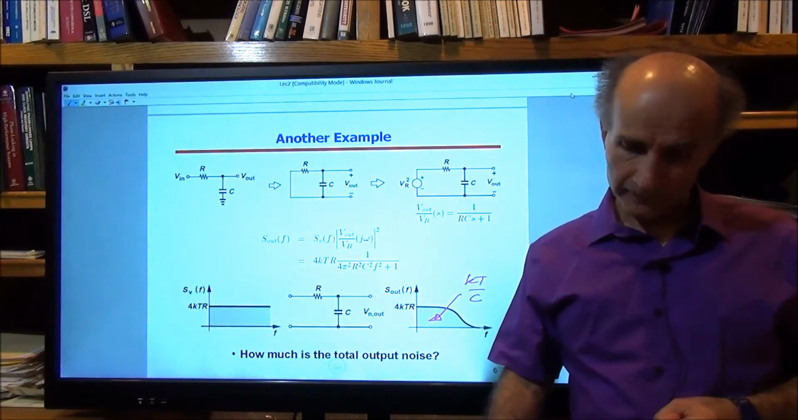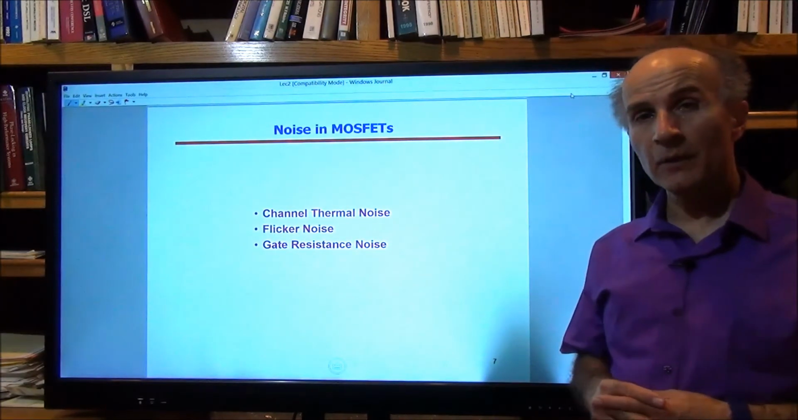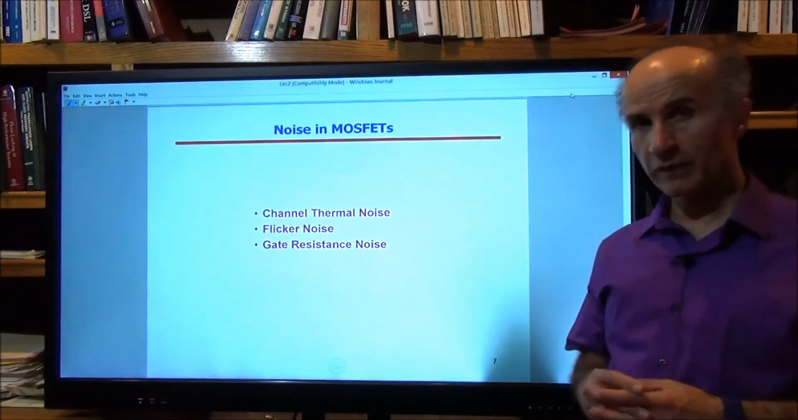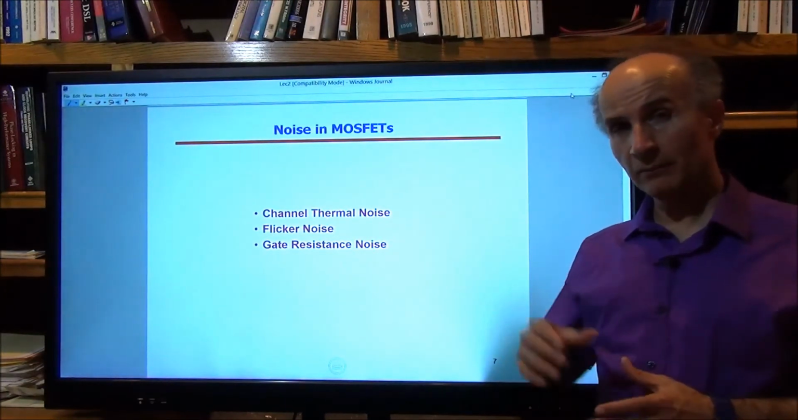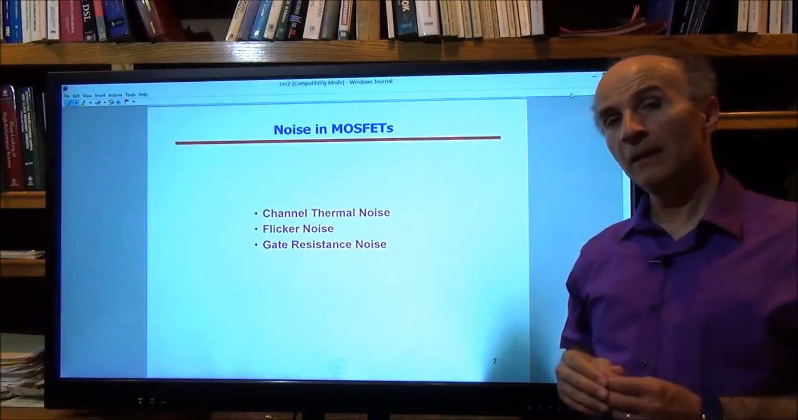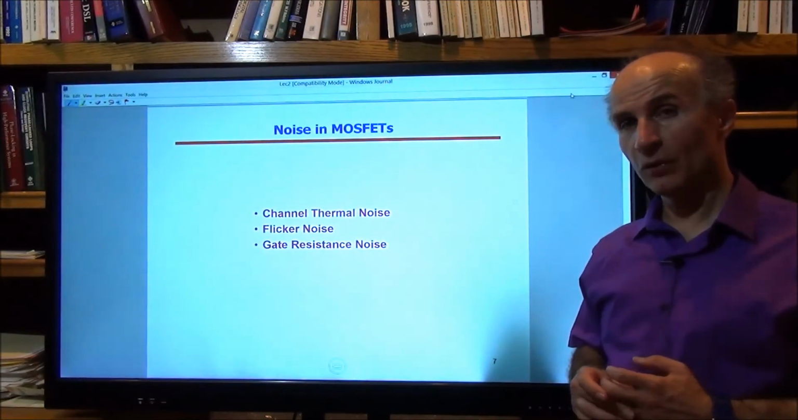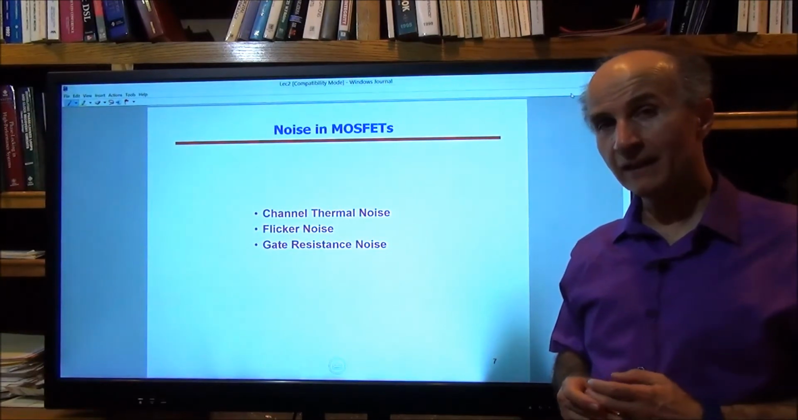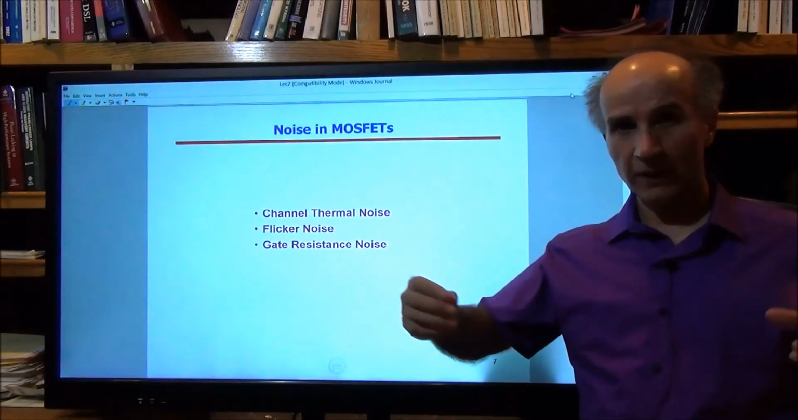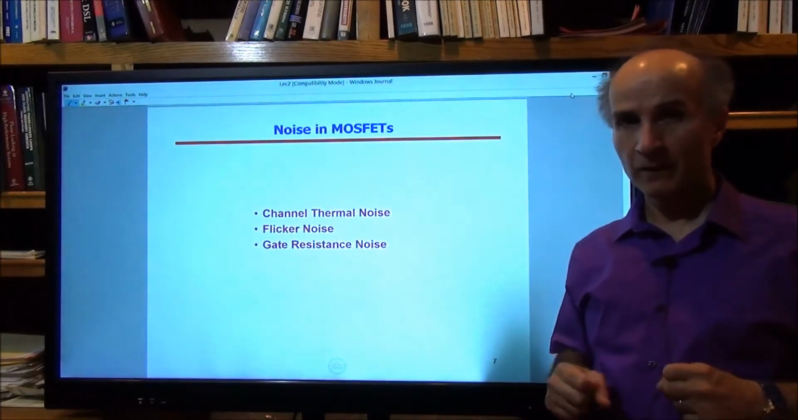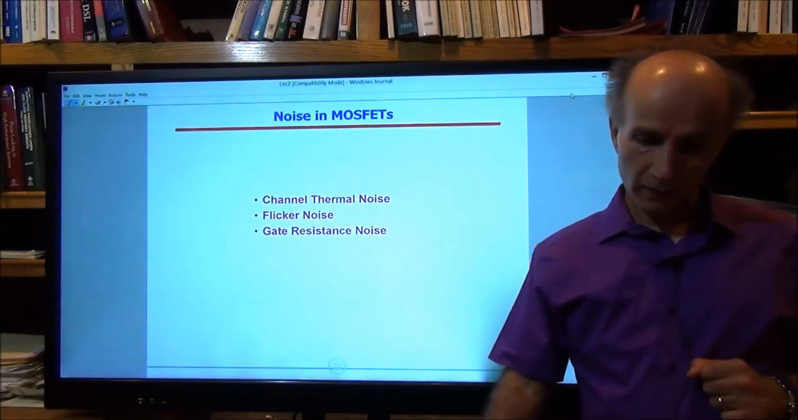Okay, let's move on to noise in MOSFETs. We have three major mechanisms of noise in MOSFETs. One is the thermal noise generated in the channel between the source and the drain. The other is the flicker noise of the MOSFET. And the third is the noise associated with the gate resistance, the poly or silicide poly that forms the gate. So we'll look at each of these in detail.